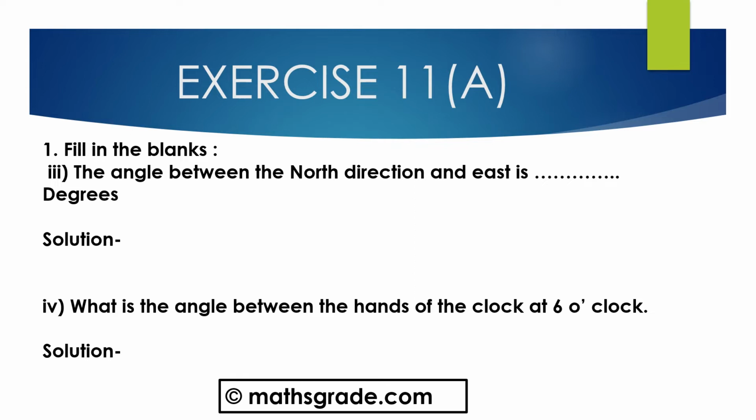Now third bit: the angle between the north direction and east is dash degrees. This is north, south, west and east. North to east. The angle between the north direction and the east is 90 degrees.